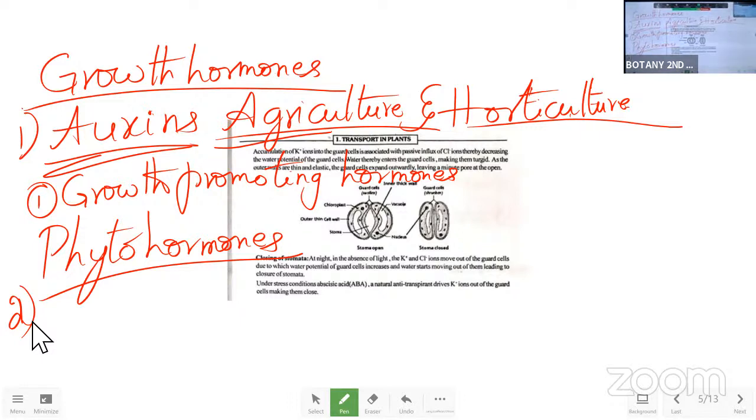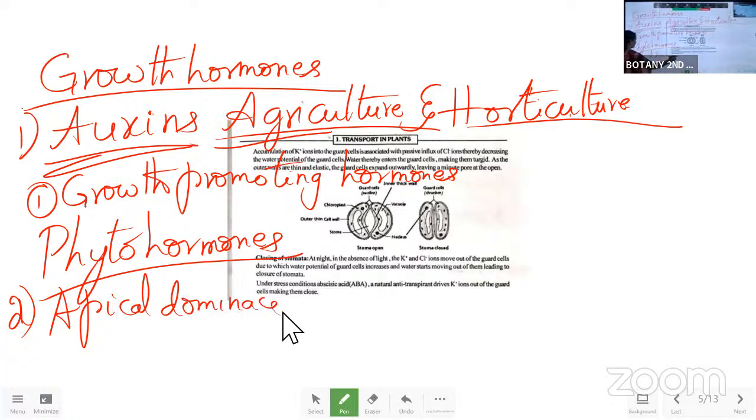Otherwise, the very first one, we can say, the apical dominance. What is meant by apical dominance? It suppresses the other hormones which promote the lateral growth in the plant body and makes the apical bud to be always dominant. That is called the apical dominance. That means linear growth of the plant body can be seen, rather than promoting the branch formation.